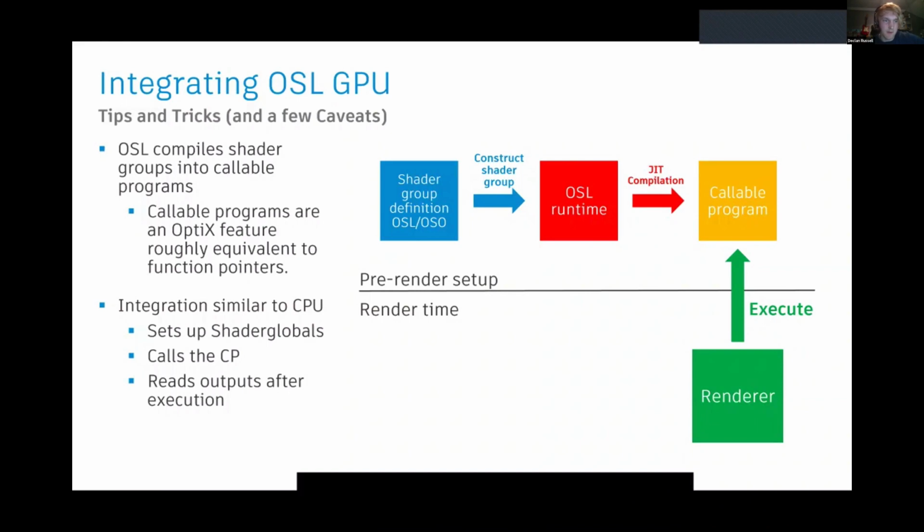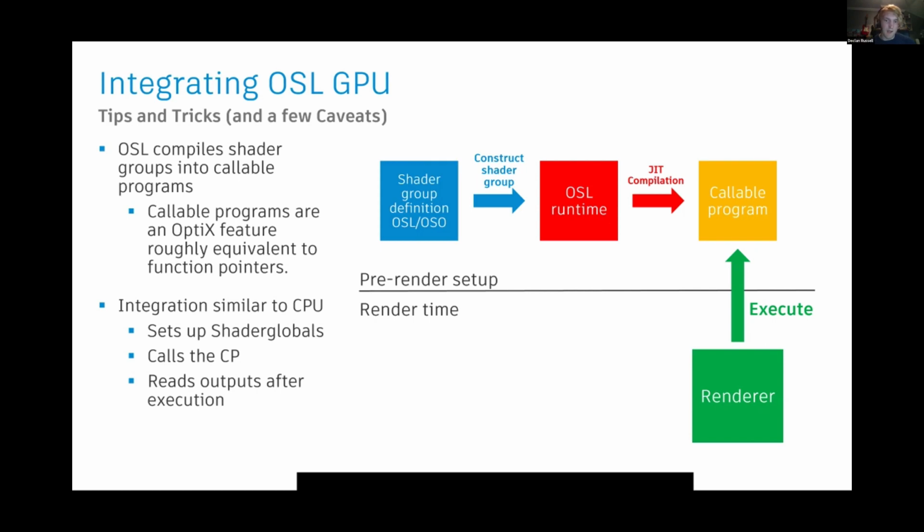Okay, so here's a basic overview of how the OSL GPU pipeline works. If you've implemented OSL on the CPU in your renderer before, this is all going to be quite familiar. So you have your OSL, you create your shader group, which is like a shading network, and then you give it to the OSL runtime. The OSL runtime JITs all this and then produces some machine code. On the GPU, this is in the form of a callable program. This is an OptiX feature, which is functionally equivalent to a function pointer, but it runs on the GPU.